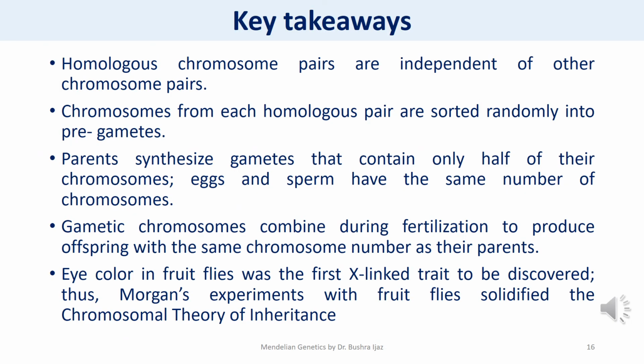So the main key takeaways from the chromosomal theory of inheritance and the experiment performed by T.H. Morgan are: homologous chromosome pairs are independent of other chromosome pairs. Chromosomes from each homologous pair are sorted randomly into pregametes. Parents synthesize gametes that contain only half of their chromosomes. Eggs and sperm have the same number of chromosomes. Gametic chromosomes combine during fertilization to produce offspring with the same chromosome number as their parents.